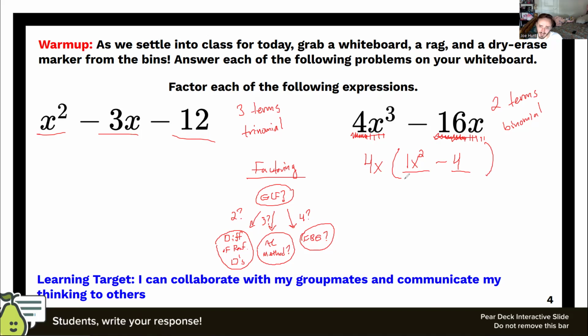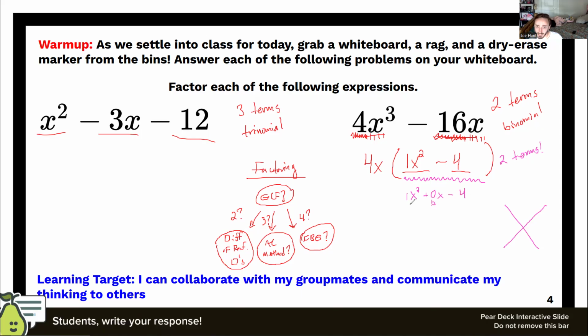Now, this thing left over inside parentheses, this x squared minus 4, what I want you to notice is that it's still got two terms. It's still a binomial. So I want to try and factor that using the difference of perfect squares. And when we talked about the difference of perfect squares in our last lesson, we highlighted the fact that this is like x to the second plus 0x minus 4.